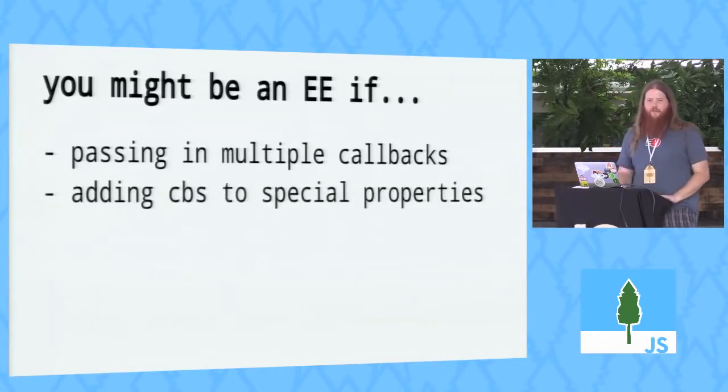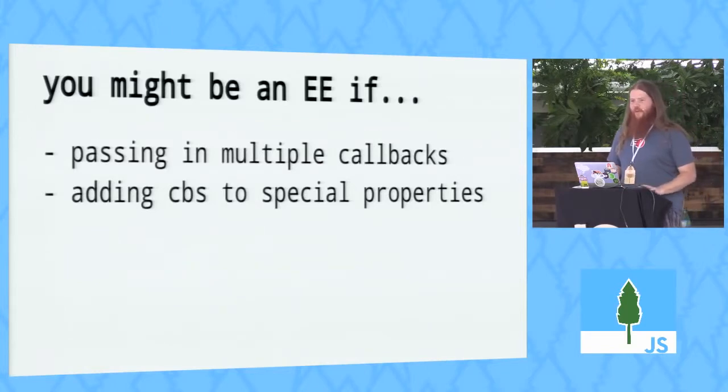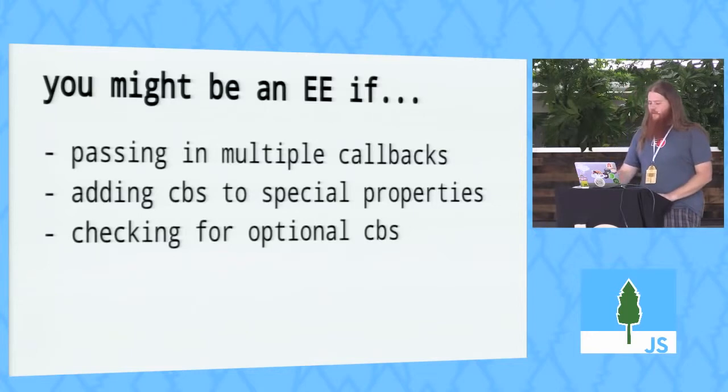If you're adding callbacks to special properties, we all have experience with the DOM and doing .onreadystatechange, and that's just an awful way to deal with events. It's not an event emitter; it's just a special function. If you're adding things to onreadystatechange, and then you have to look at the thing to see what ready state it's in, definitely worth thinking about turning that into an event emitter instead of some sort of magic property function thing. Another is if you're checking for optional callbacks.